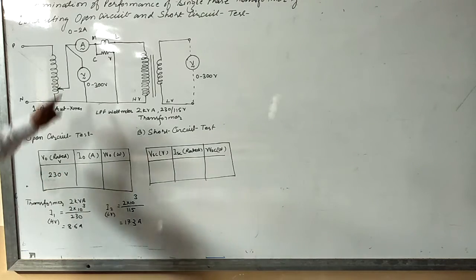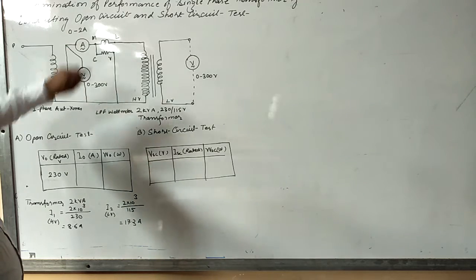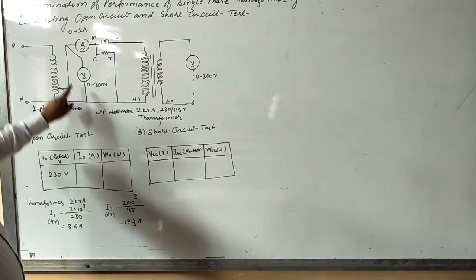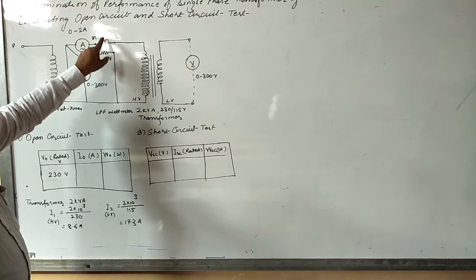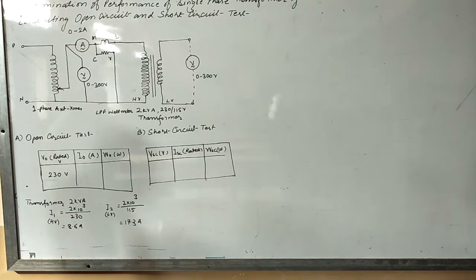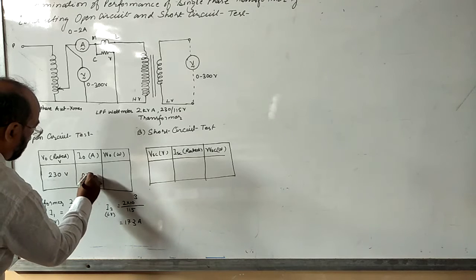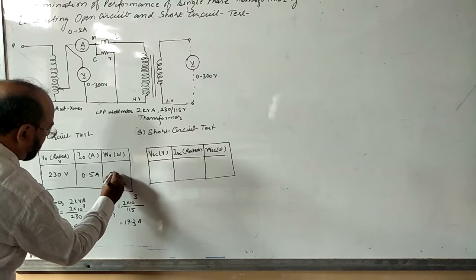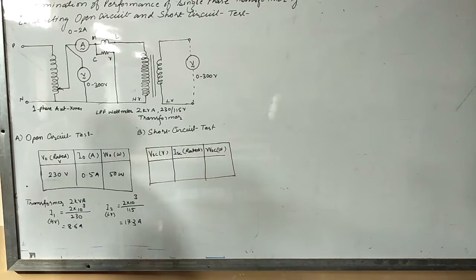Now we are going to measure the no load current, which is definitely very small, and the power indicated by the wattmeter. Let my reading be 0.5 ampere, and here is 50 watt. Okay, 50 watt is there. So this is the open circuit test.